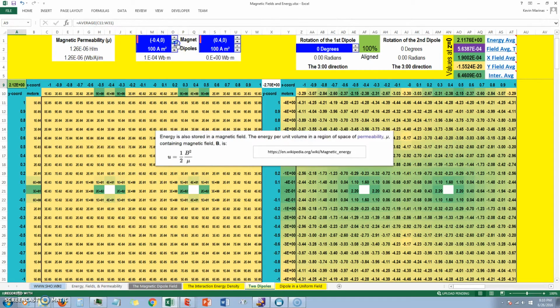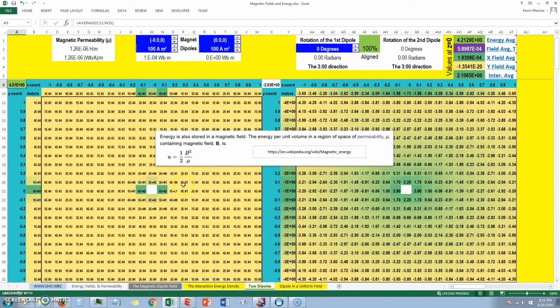We can move this magnet closer. And there we go. Move it further away. Move it back. Move this back. Oops.